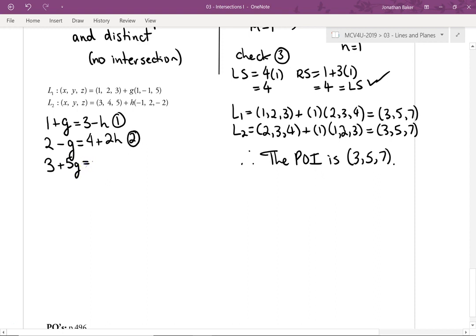Thanks to Huawei. My little joke there. And then we're going to get 5 minus 2h, which is equation 3.